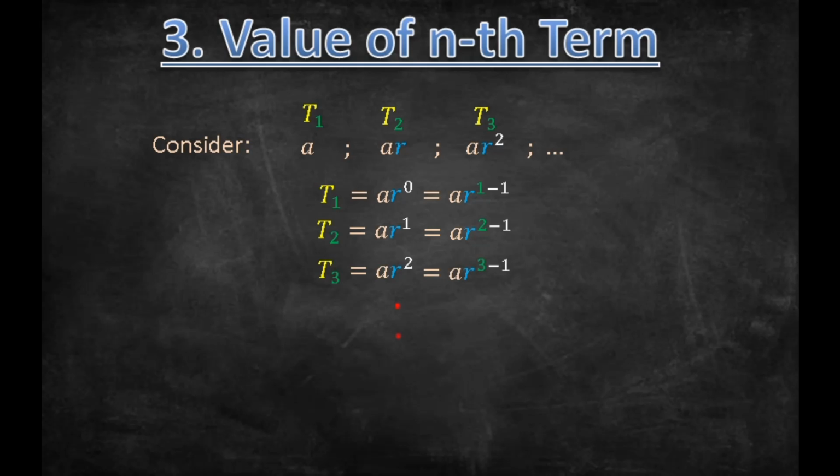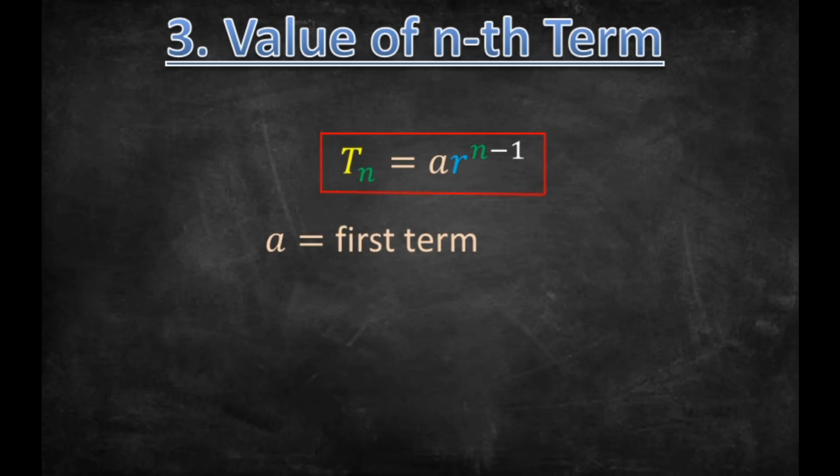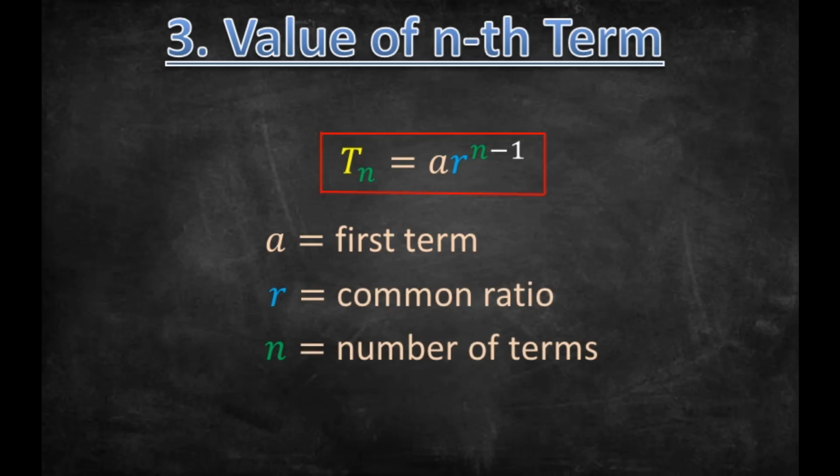Continuing with this pattern, we see that Tn, the nth term, equals AR to the n minus 1. So in the formula T sub n equals AR to the n minus 1, A is the first term, R is the common ratio, n is the number of terms, and T sub n is the value of the nth term.